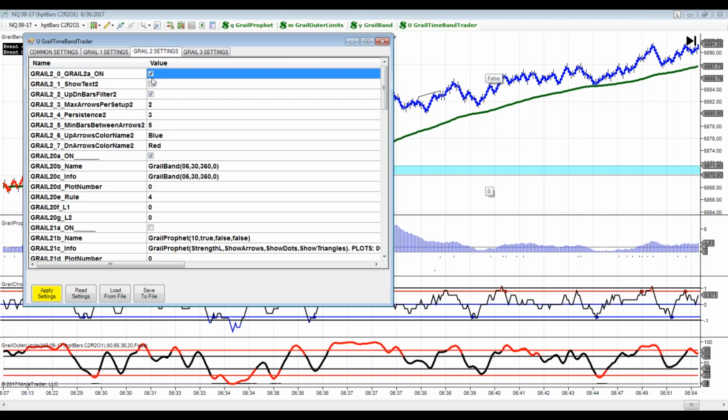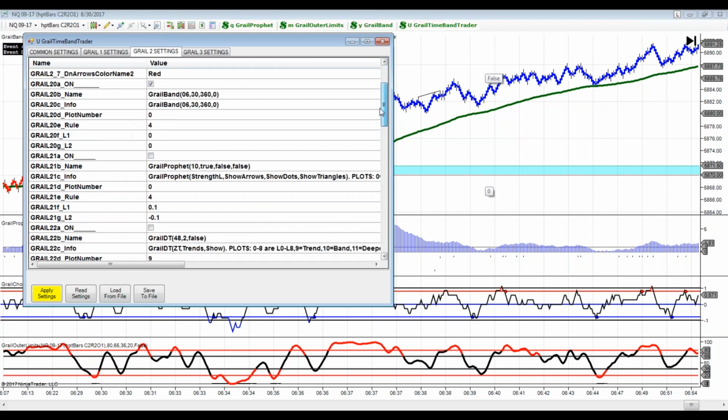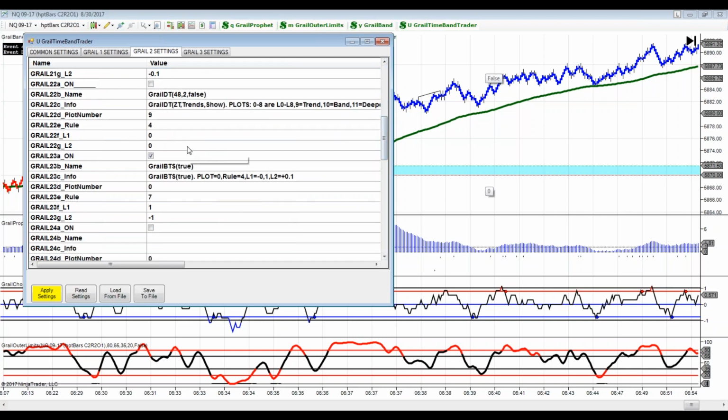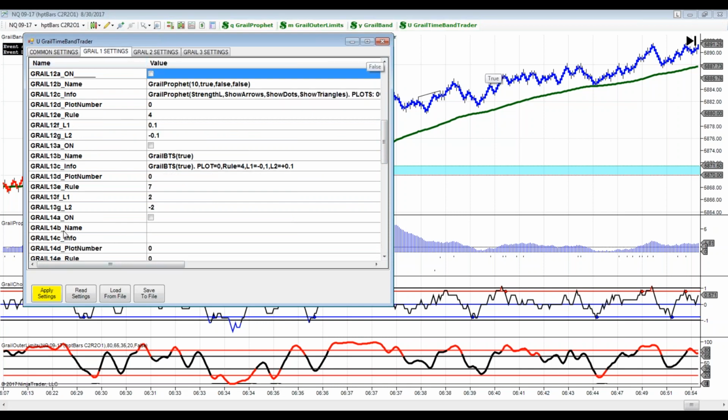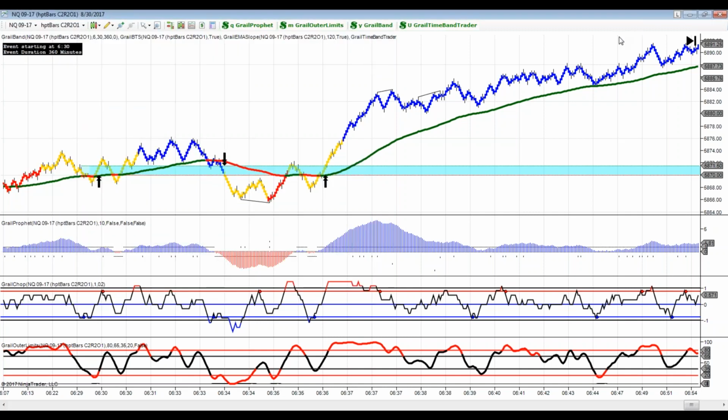So I'm going to click on this. I change my Grail band. I'm going to do the yellow here. I'm going to turn this off. I'm going to apply, and we should get no trades when I reload this.